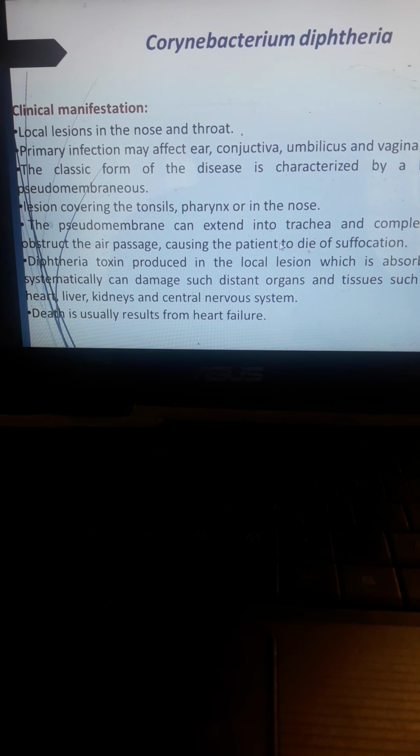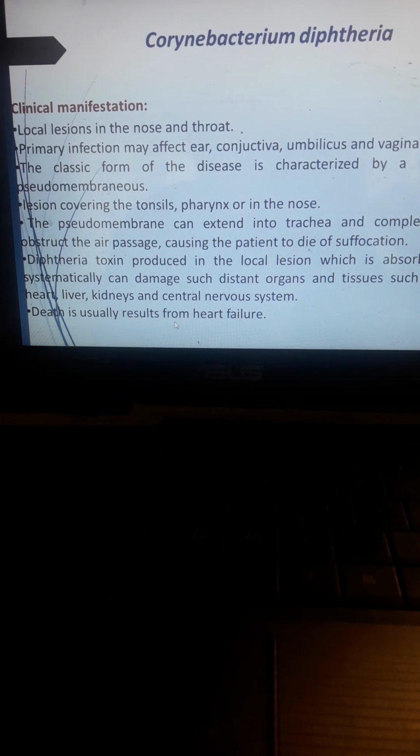So the pseudomembrane can extend into the trachea and obstruct the air passage, causing the patient to die from suffocation. Diphtheria toxin produced in local lesions, which is absorbed systemically, can damage distant organs and tissues such as the heart, liver, kidneys, and central nervous system. This is what we call multiple organ damage due to the spread of the toxin in the body, and it will also cause death resulting from heart failure.